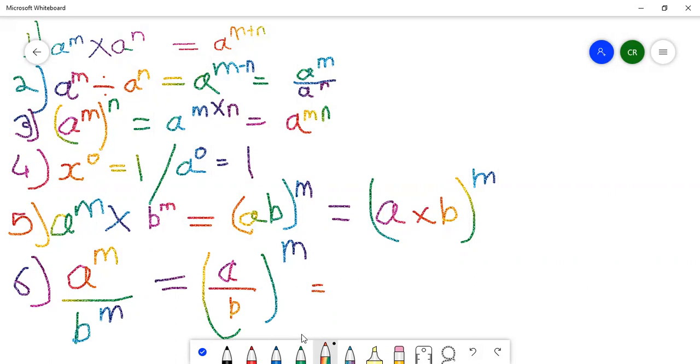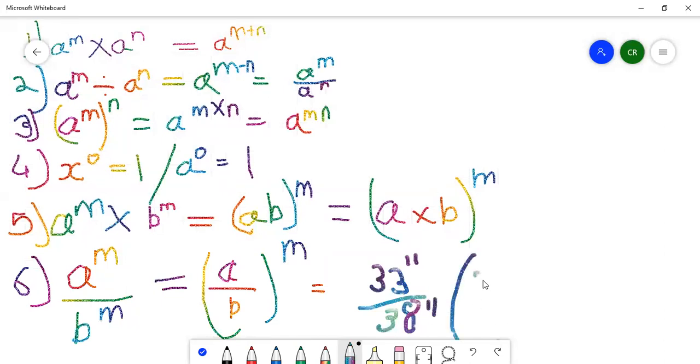So if the question is like 33 upon 38, here the power is 11 and here also the power is 11. We can write it as 33 by 38 whole raised to power 11. Okay? Understood? I hope you're understanding.